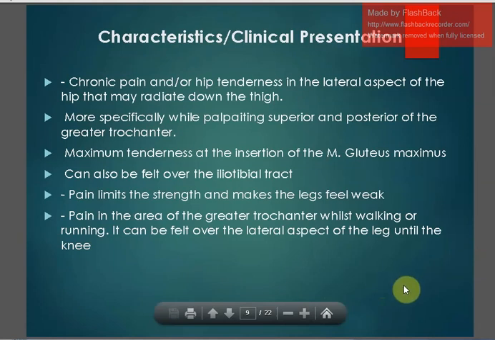Then, more specifically, while palpating the superior and posterior part of the greater trochanter, there will be pain. There will be maximum tenderness at the insertion of the gluteus maximus muscle. It can also be felt over the iliotibial tract. The pain limits the strength and makes the legs feel weak. There is pain in the area of the greater trochanter while walking or running.